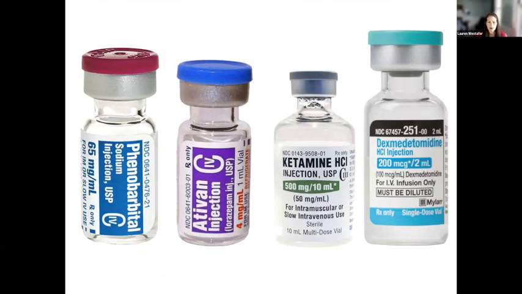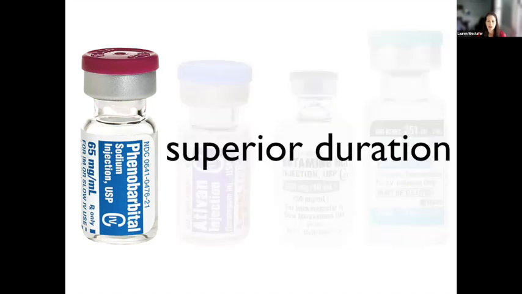So if we're looking at these, we have phenobarb, GABA and glutamate; benzos, just GABA; ketamine, just glutamate; and dexmedetomidine, alpha-2, no GABA, no glutamate. And if we're just talking about pharmacology, phenobarbital emerges the winner.